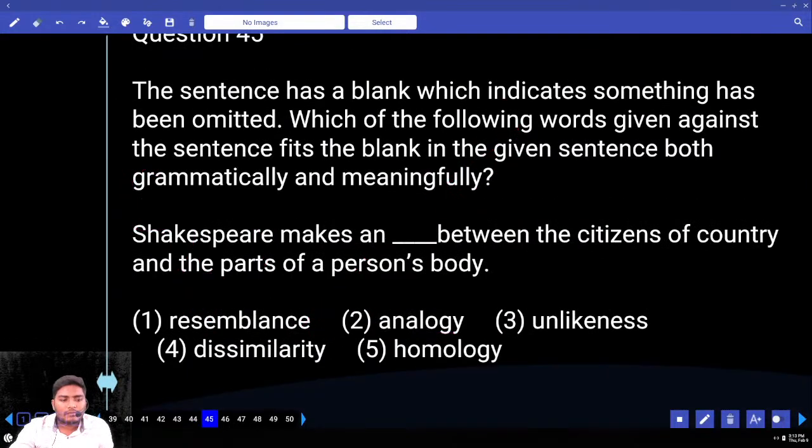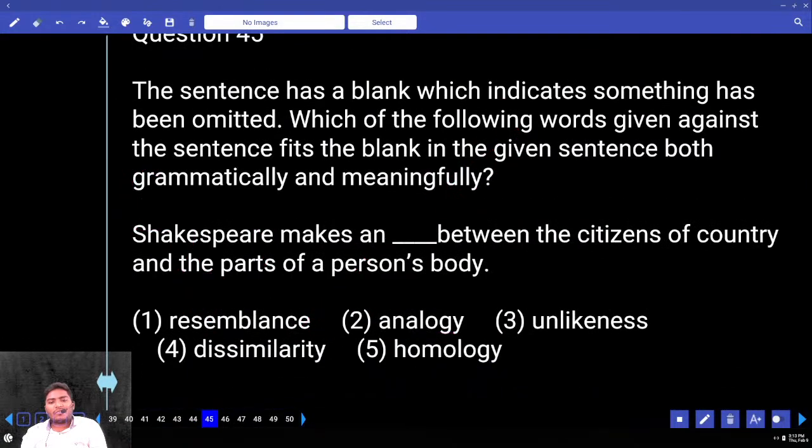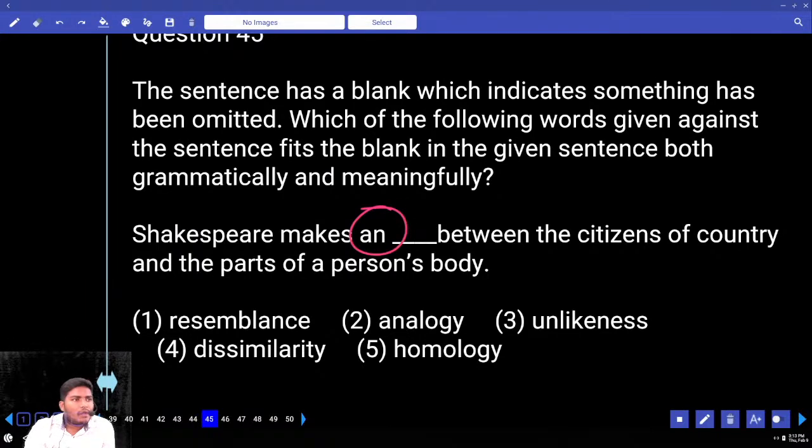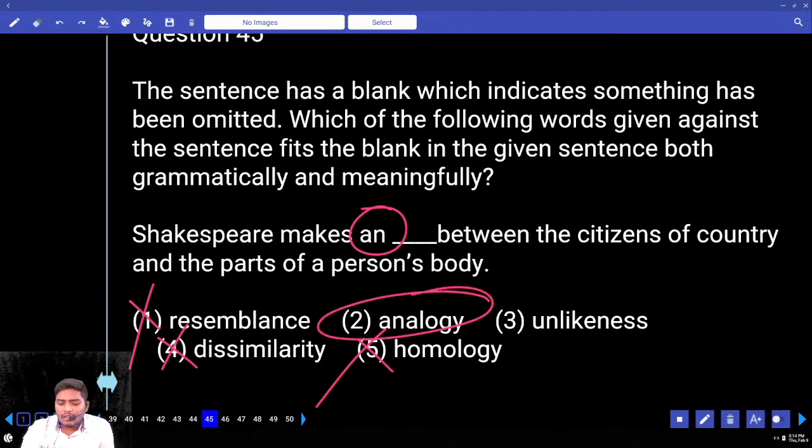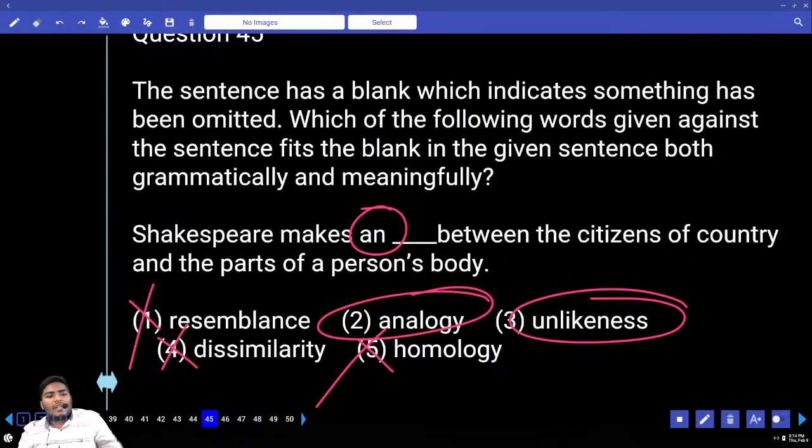Move to 45. Shakespeare makes a dash between the citizens of a country and the parts of a person's body. How many options shall we eliminate? Shall I eliminate the first one? Second one? Third one? Fourth one? Fifth one? Now, he made an analogy or he made an unlikeliness. Tell me your answer. Shakespeare makes a dash between citizens of the country and the parts of the person's body.